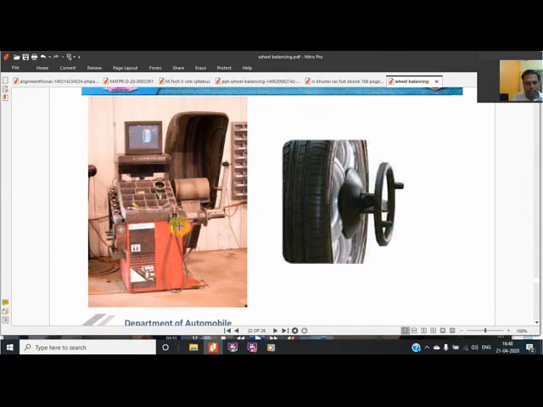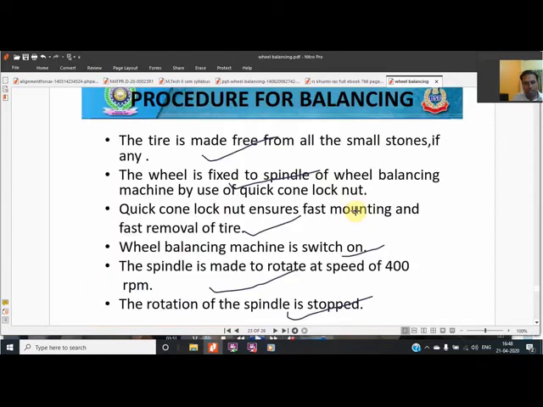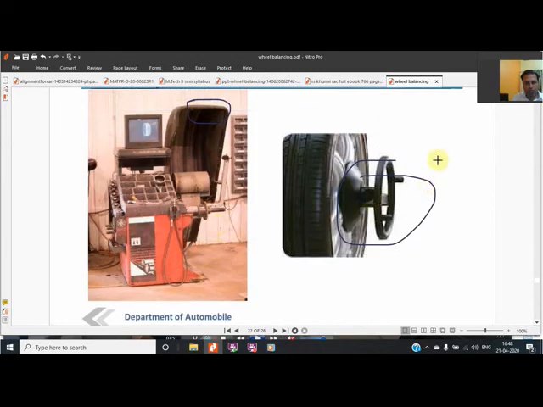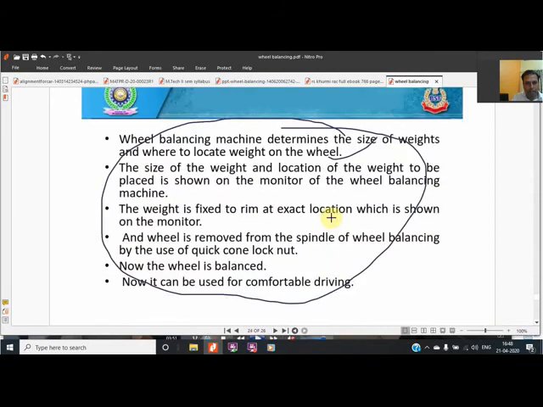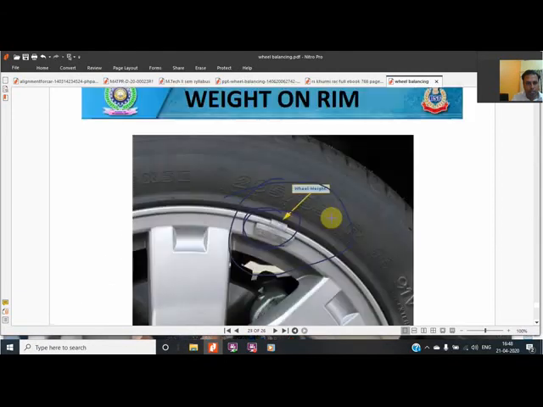This is the machine being shown, and this is the cover for safety, because when the wheel rotates, safety is required. This is the conical lock that was discussed. The quick cone lock is shown over here. That's why a separate image is shown, that for fast removal of the tire, a quick cone lock is used, and all the steps are shown.